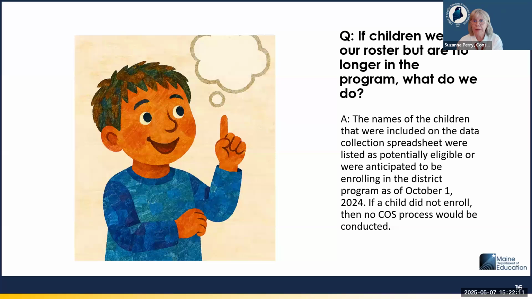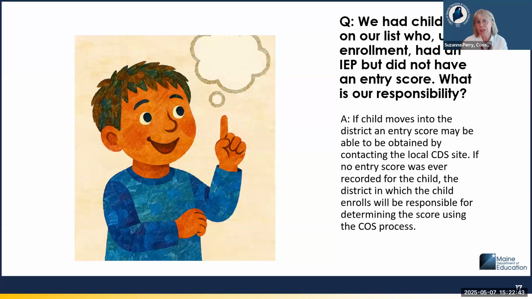Another question that we've had is if children were on our roster but are no longer in the program, what do we do? The names of children that were included on the data collection spreadsheet that we sent to you initially were listed as potentially eligible or were anticipated to be enrolling in the district program as of October 1st. If a child did not enroll, then no COAST process would be conducted. That would not be your responsibility.